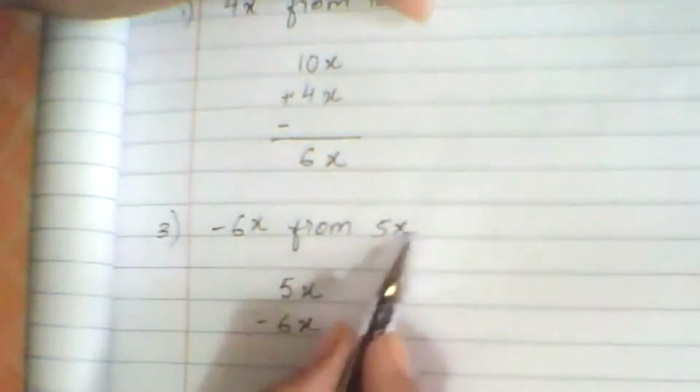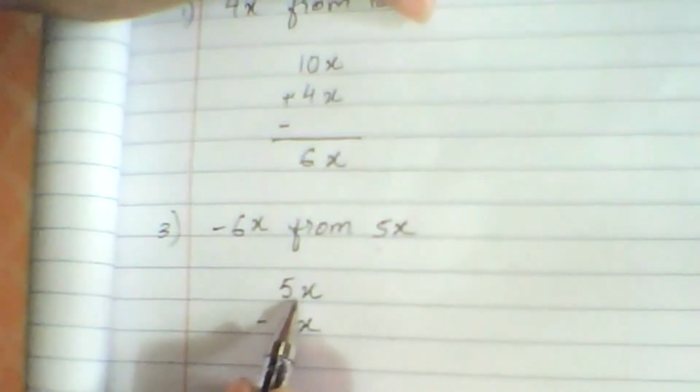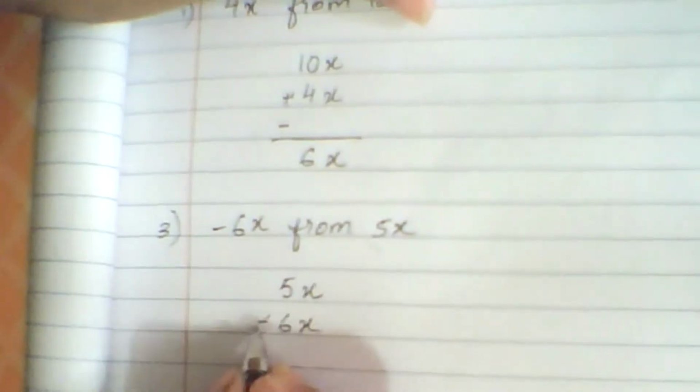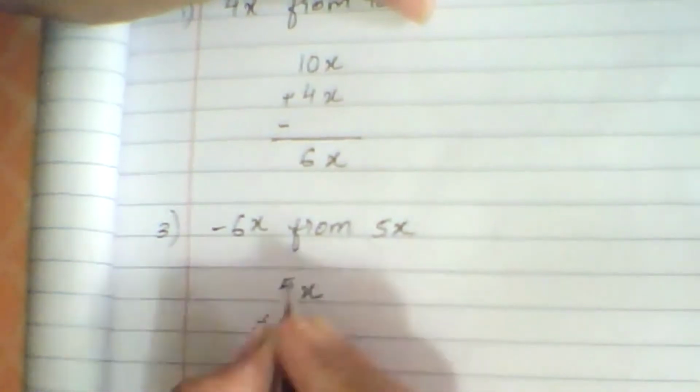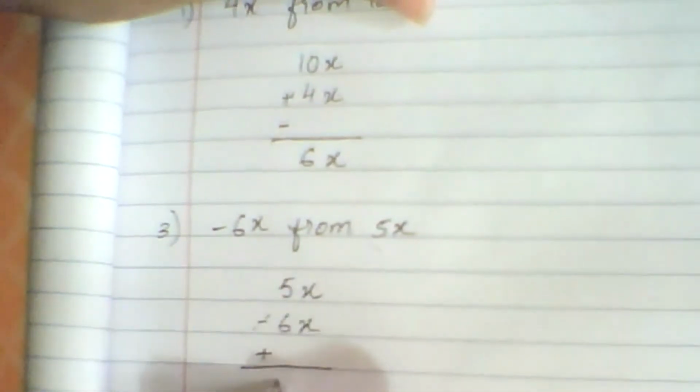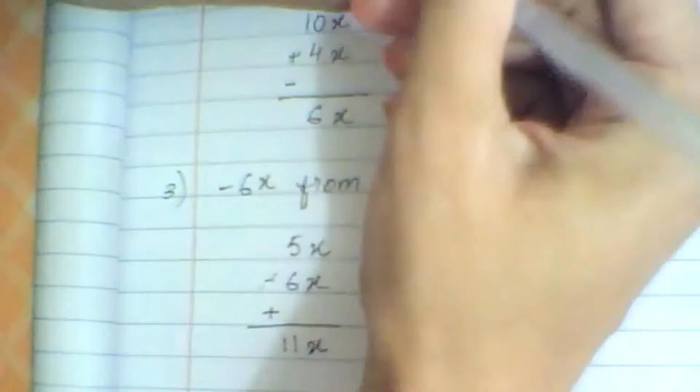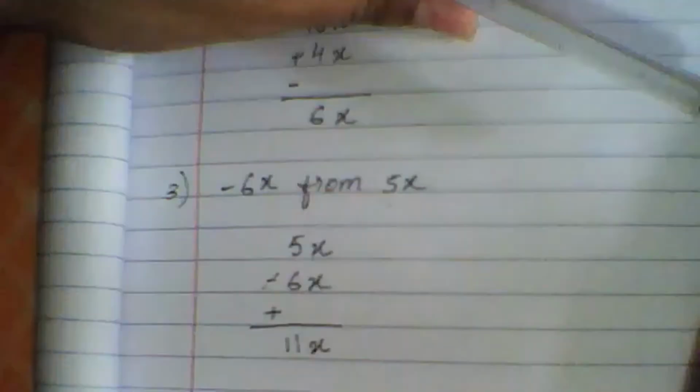Okay, what is the first step? You have to write the term which is written after from. It is going to be written first. Second step, copy down the second term with the sign and you have to cut the sign of this term and it will become plus. 5x plus 6x gives you the answer 11x. This is the way in which you have to solve the question. Okay, now is it clear?